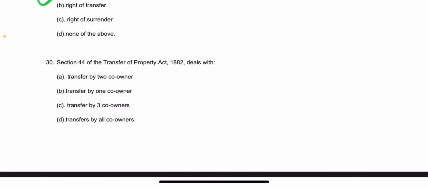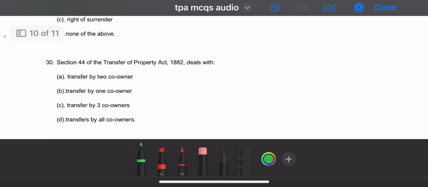The next question is Section 44 of the Transfer of Property Act 1882 deals with. The options are A, transfer by two co-owners, B, transfer by one co-owner, C, transfer by three co-owners, D, transfer by all co-owners. So the correct answer of this question is B, transfer by one co-owner.